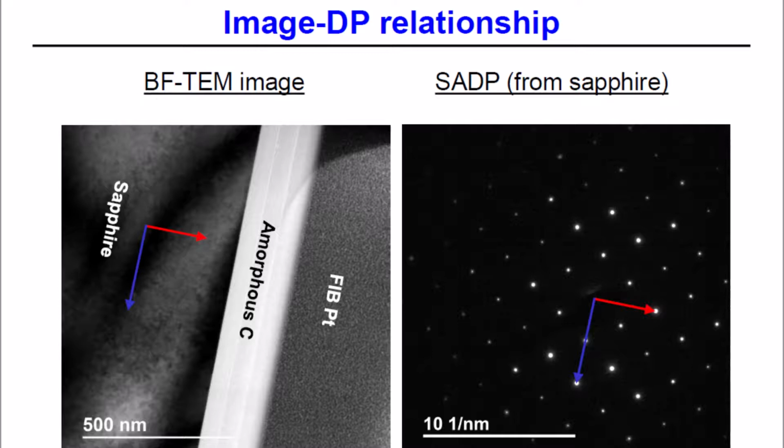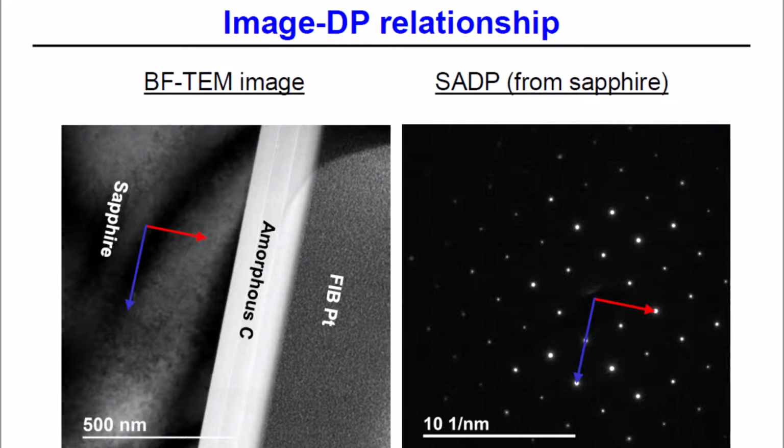If we look at the image and the diffraction pattern, we see that the red arrow in the image is parallel to the red arrow in the diffraction pattern, and the same for the blue arrow in the image and the blue arrow in the diffraction pattern. What this in effect means is that if I know the direction in reciprocal space that corresponds to the red arrow, I know how that direction occurs in the actual image, and the same with the blue arrow.